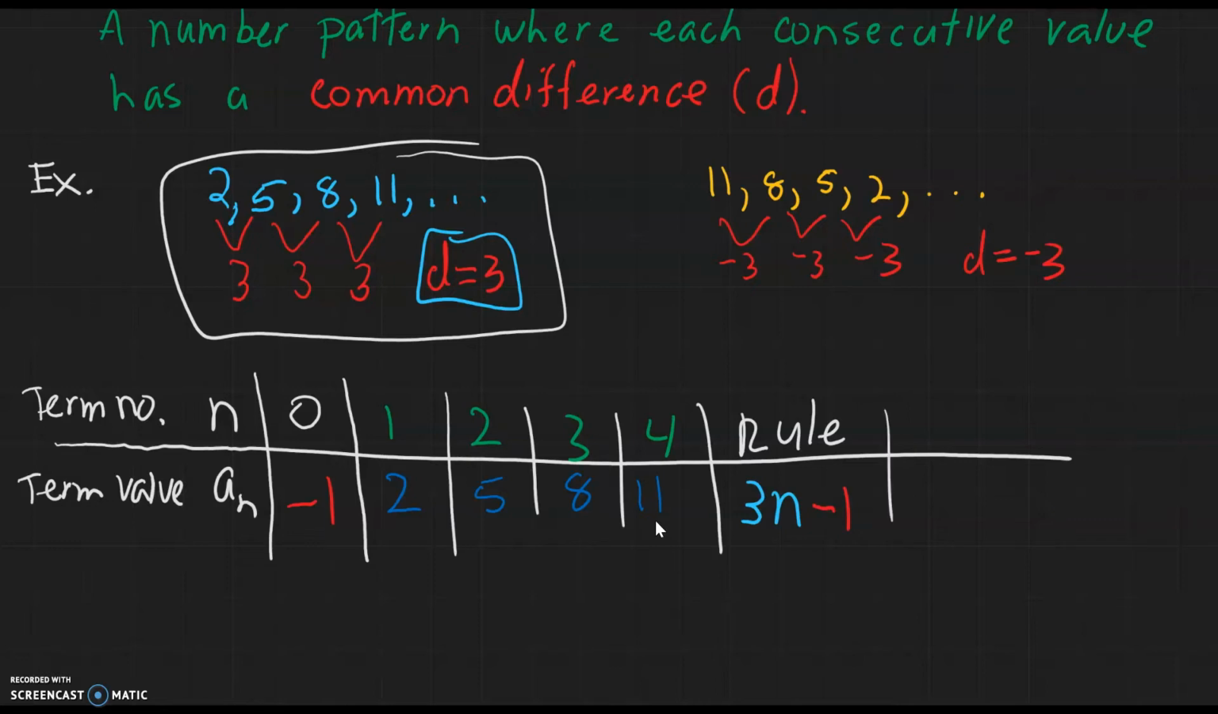So for instance, let's say I wanted to know the 20th term. I could just keep adding 3 over and over again, but all I have to do is look at my rule and take 3 times 20. 3 times 20 is 60, and 60 minus 1 is 59. So the rule allows me to get any term value I want. If I want the value of the 20th term, I just use the rule.